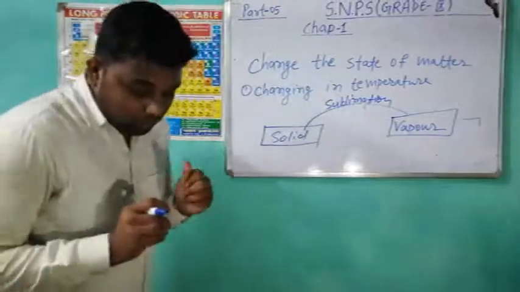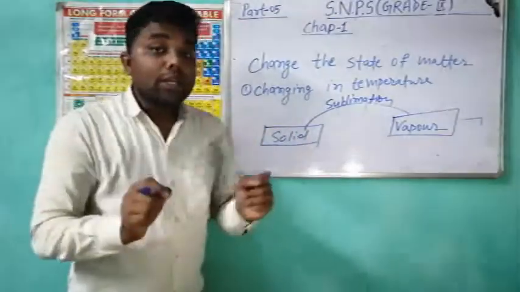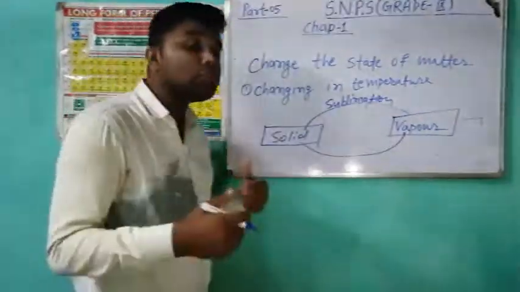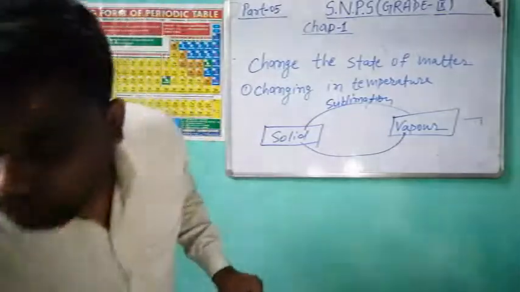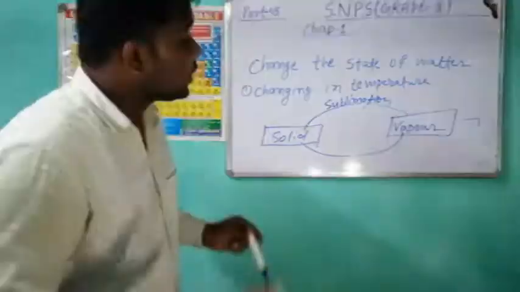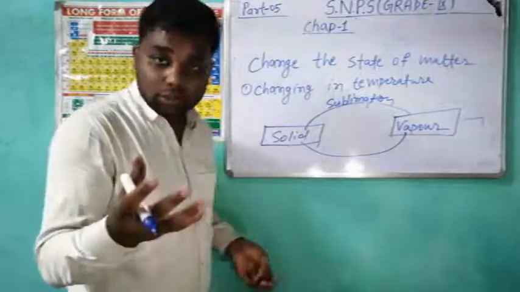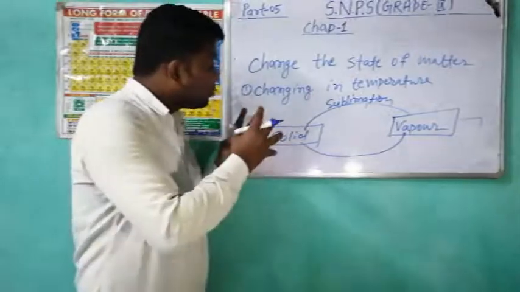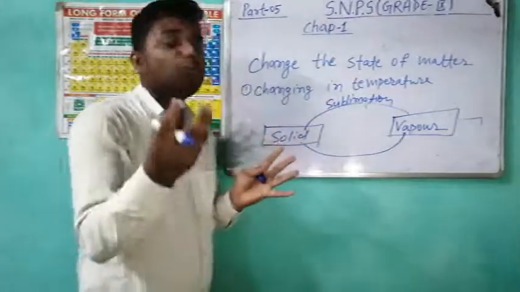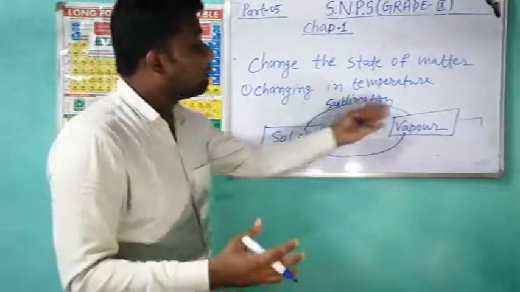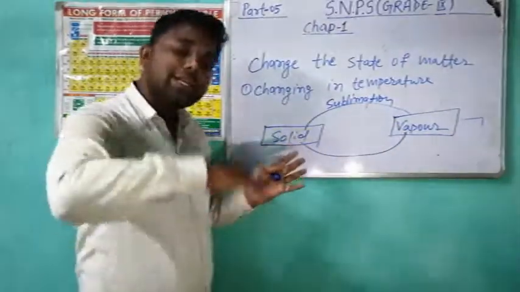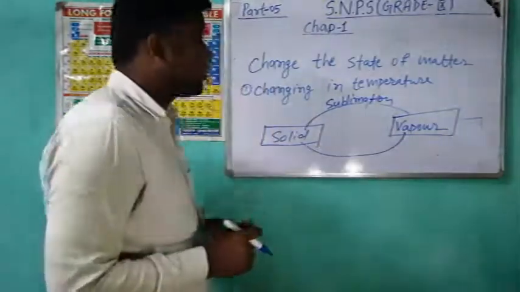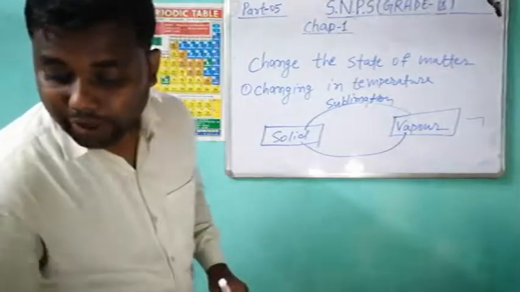And when we cool the vapor, then it directly converts into solid. This process is also called sublimation. Here, we have some substances like camphor and naphthalene. These are substances in which, when we heat the camphor, it directly converts into vapor. It does not convert into liquid, it directly converts into vapor. So this process is called sublimation. I hope all things are very clear to you.